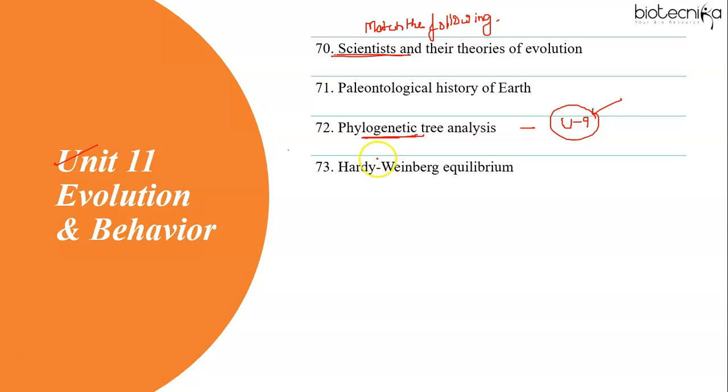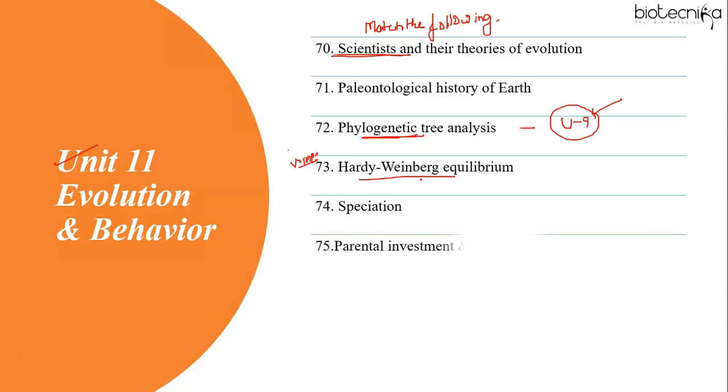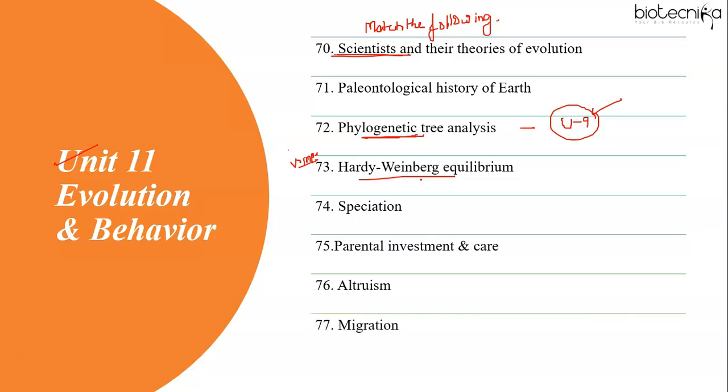The next very important topic from Unit 11 is Hardy-Weinberg equilibrium. We expect a question from this topic almost every year. The question can be numerical-based or simply on the concept. So be thorough with the mechanism, the concept, and the numericals associated with Hardy-Weinberg equilibrium. Next important topics are speciation, parental investment and care, and altruism. So study altruism and the kin selection concept, and even migration.